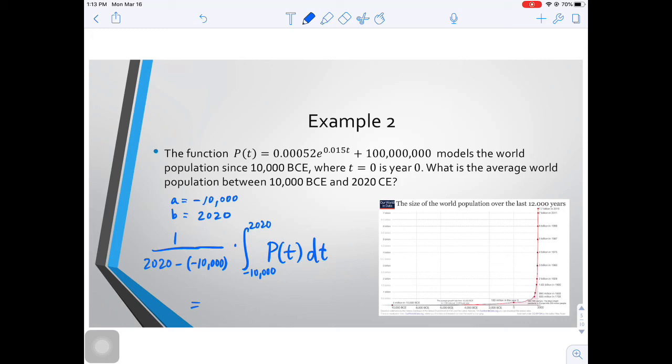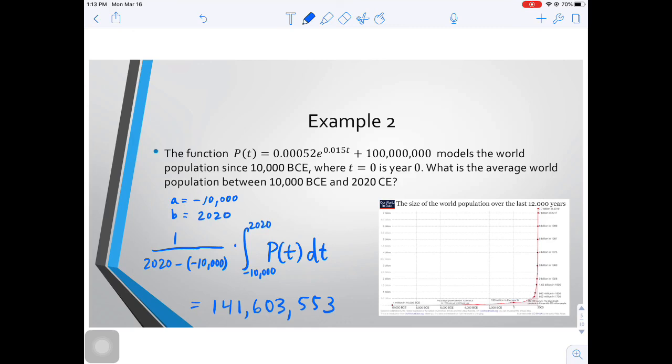All right, so I did the definite integral part. I just typed this in my calculator, and now I'm going to divide by 12,020. And we get, at least I got, 141 million, we'll round to the nearest whole number, 603,553 to the nearest human.